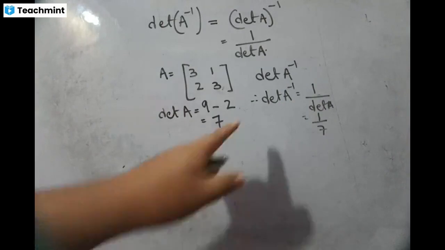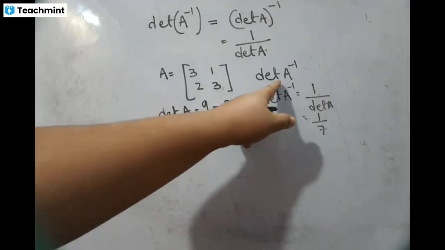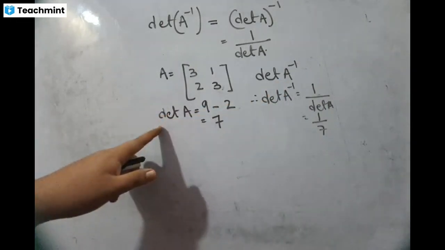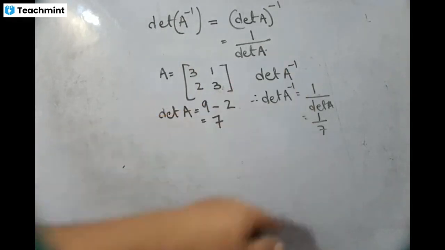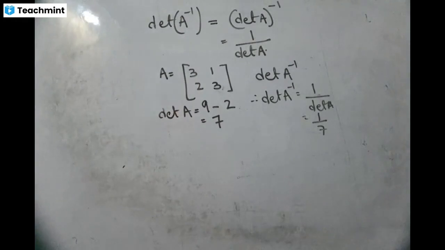Once again, if you don't know the relation between determinant of A inverse and determinant of A, then you'll end up finding A inverse and then finding the determinant, and that is a very long and difficult process. Is that clear? So this one was question number 7. Now we move on to question number 8.